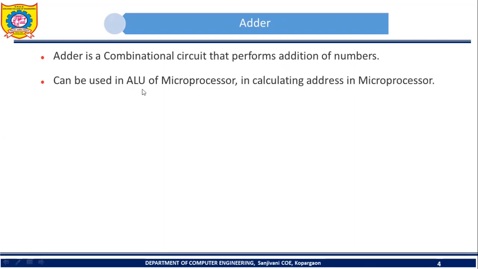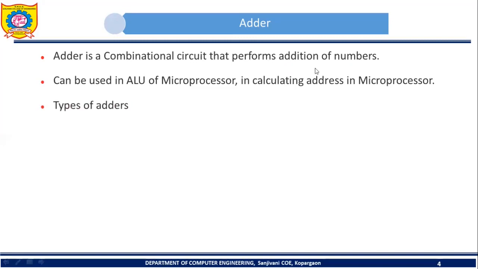So you know ALU, that is arithmetic and logical unit. So it is responsible for performing arithmetic and logical operation. So adder is present inside the ALU. Also, adder is present in other parts of microprocessor. Like adder may be used in order to calculate memory addresses.